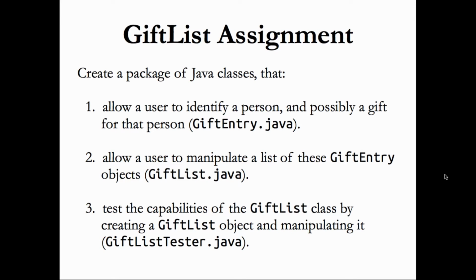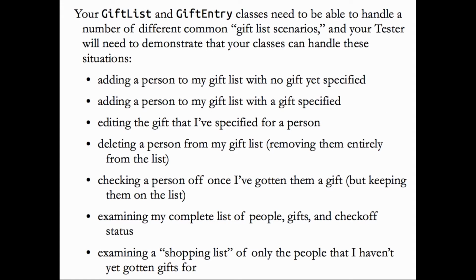So going back to the assignment, we've created our gift entry class, and now we need to take a look at our gift list class that's going to manipulate a list of those guys. And just as a reminder, we had a list of things that we wanted that gift list to be able to do. We should be able to add somebody to the gift list with no gift specified, add a person to the gift list with a gift specified, edit the gift, delete somebody from the gift list, check somebody off, look at a list of all the people and gifts and check off status, and then just create a shopping list.